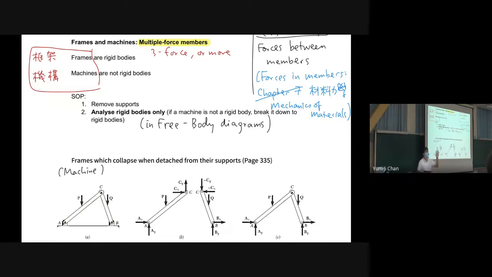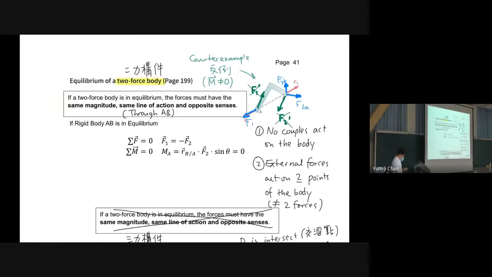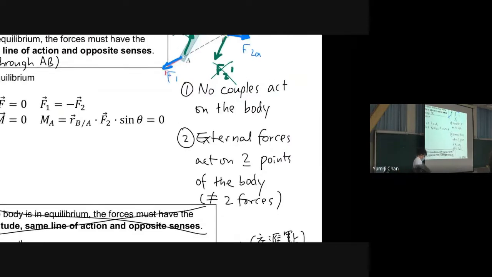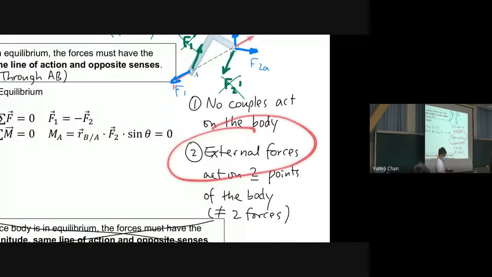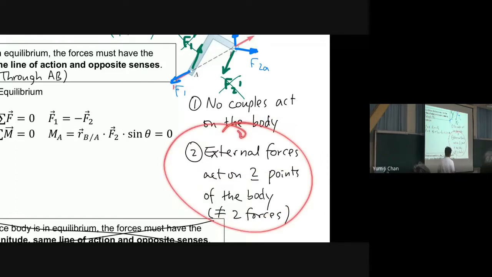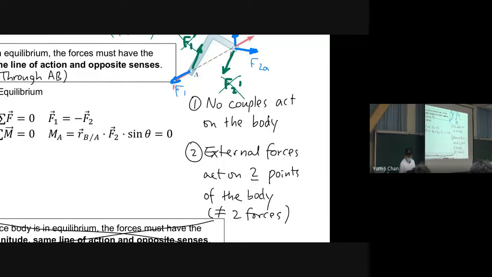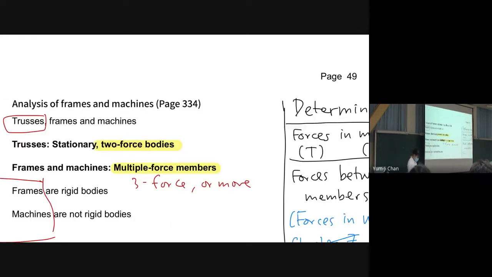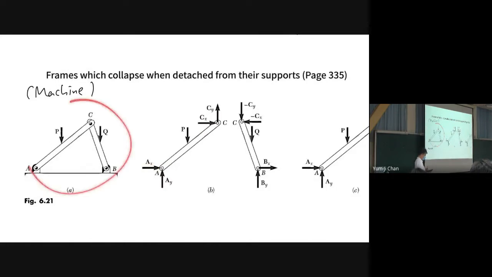What do you mean by two force bodies? Let's have a look at chapter 4, and I will come back to this page. Two force bodies are bodies with external forces acting on 2 points of the body. Now we come back to page 49, right? So are AC and CB two force bodies?